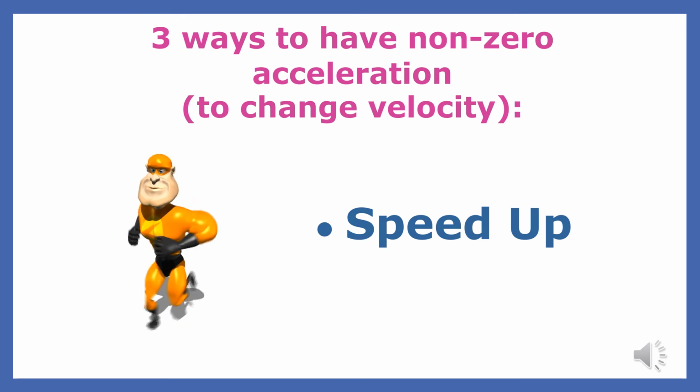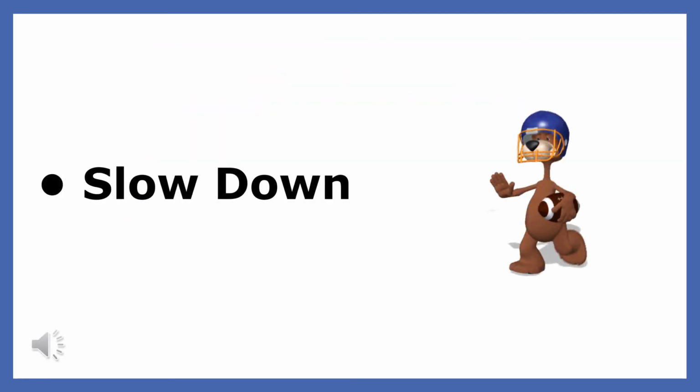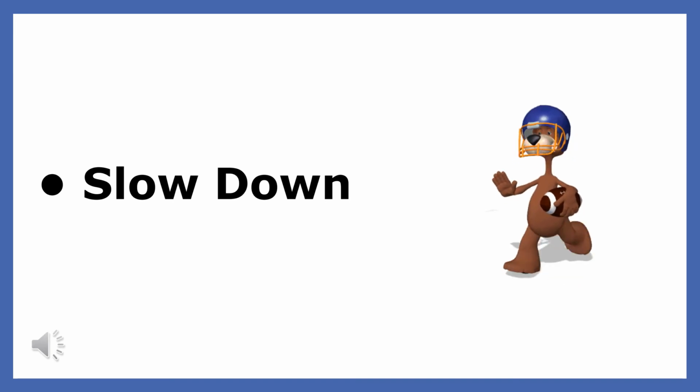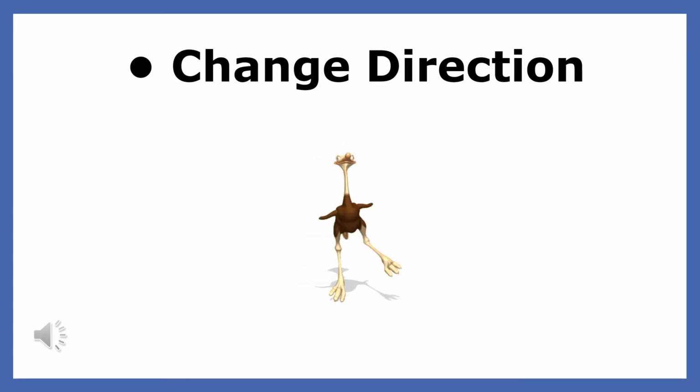Since acceleration is the rate at which velocity changes, there are 3 ways to have a non-zero acceleration. We can speed up, we can slow down, or we can change direction. Since velocity is defined as the speed in a particular direction, when we change direction, we also change velocity.